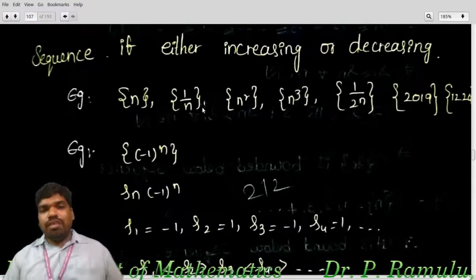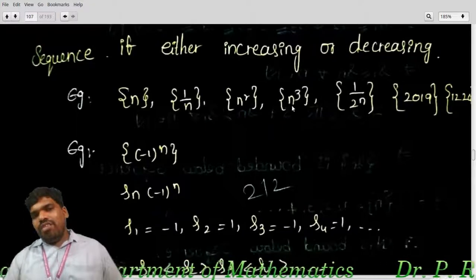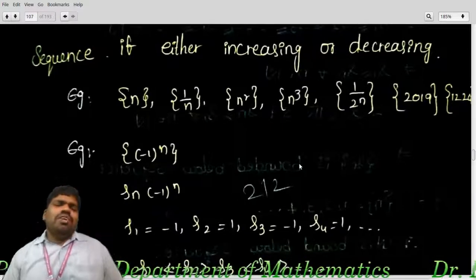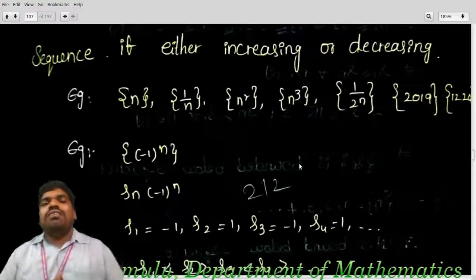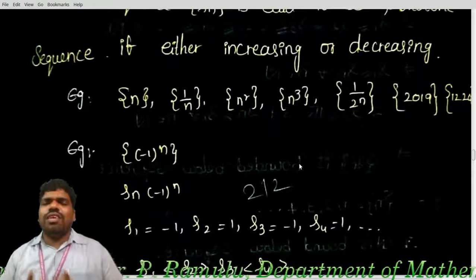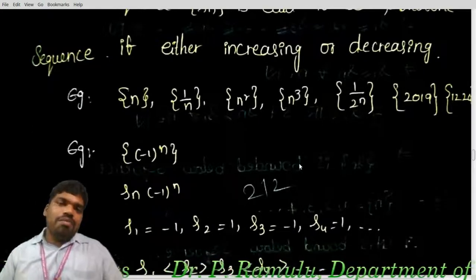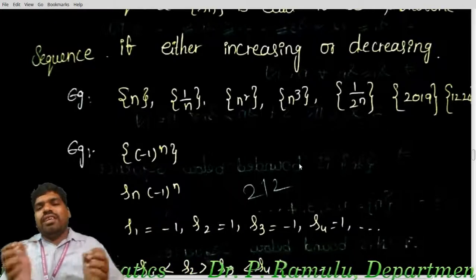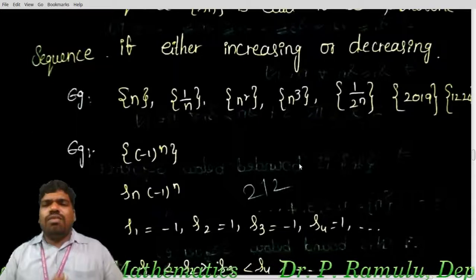Examples: n, 1 by n, n square. So this is increasing, decreasing, increasing. Simply remember, if the numerator is n, we can say it is increasing. If the denominator is n, we can say it is a decreasing sequence. If we have a mix of numerator n and denominator n, we will solve that kind of problem later using some other theorem, some other methods. Don't worry about them now.